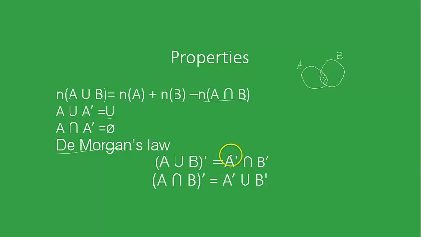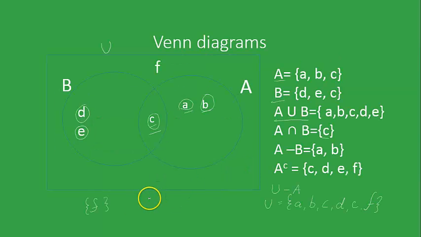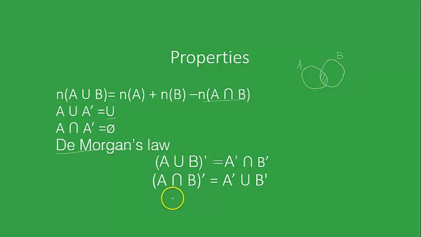And the A complement intersection with B complement, so let us construct B complement first, which is A, B, F. So the set which consists of the intersection of A complement and B complement is F. As you can see, only the element F is common to both A complement and B complement. The second property follows on similar lines.